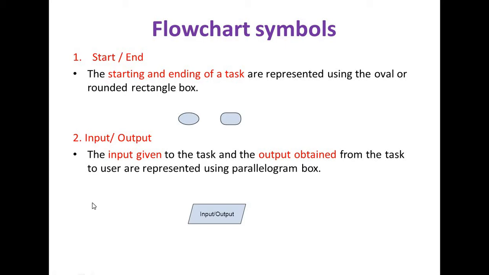The second symbol is the input or output symbol. After the start of a particular flowchart, next we need to get the input from the user, right? In the same way, after executing the task, we need to display the output to the user, right? To get the input and to showcase the output of a particular task, we use the parallelogram box. It is represented here, right? So this type of symbol is used to get the input or to show the output.